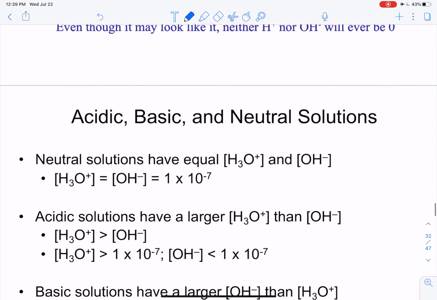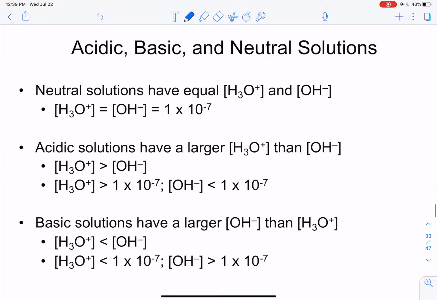Alrighty, moving on to the next slide. So what does that picture look like if we write it out? Well, neutral solutions are going to have equal concentrations, and remember the brackets mean concentrations of hydronium and hydroxide. So the concentration of hydronium is equal to the concentration of hydroxide, and they're both going to be 1.0 times 10 to the negative 7. And that's going to be molarity, so moles per liter.